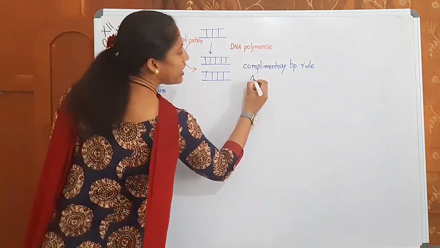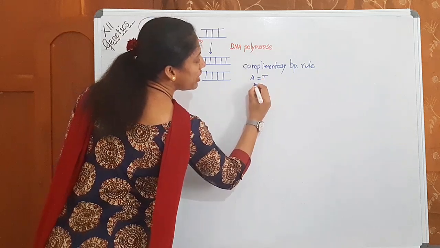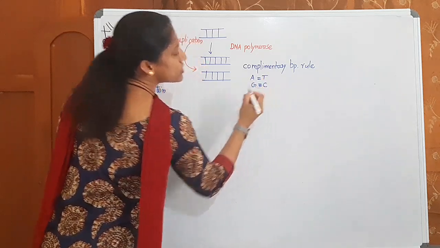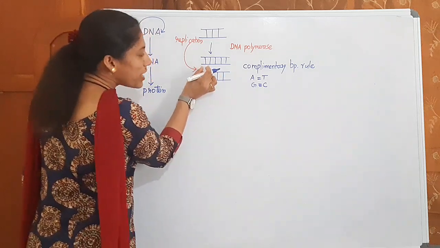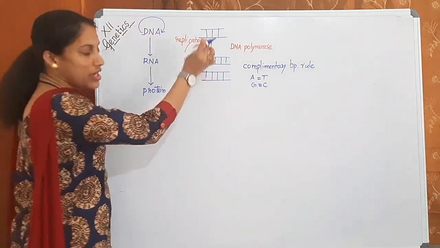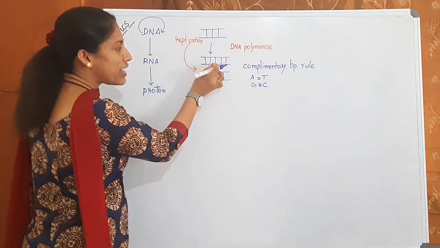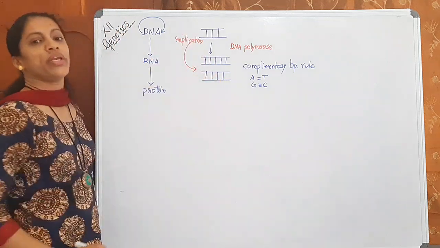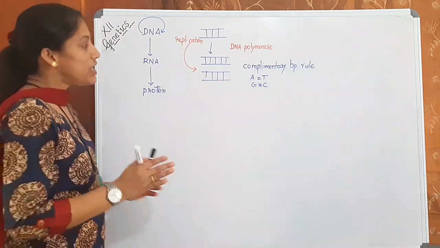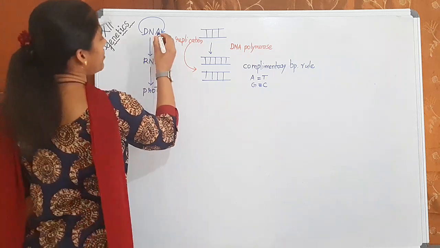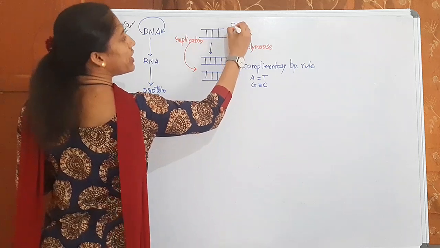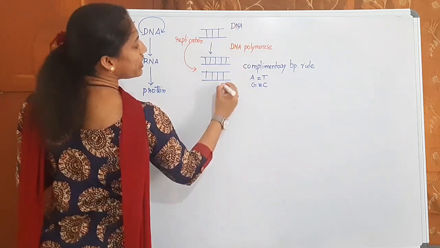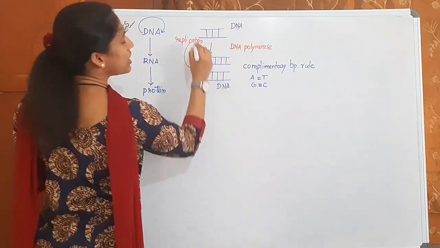You know adenine is complementary to thymine, guanine is complementary to cytosine. If adenine is there on one strand, a thymine nucleotide can be attached. If guanine is there on one strand, a cytidine nucleotide can be attached. Similarly, the first process we have discussed is DNA to DNA. When DNA forms DNA, it is called replication.